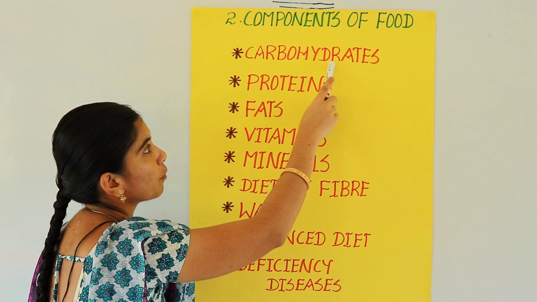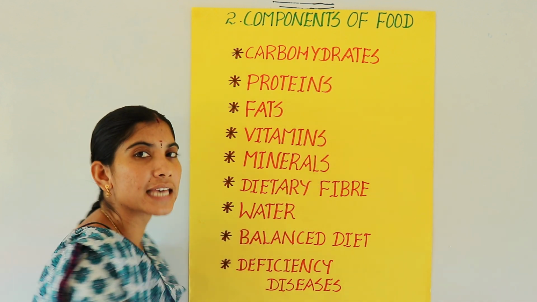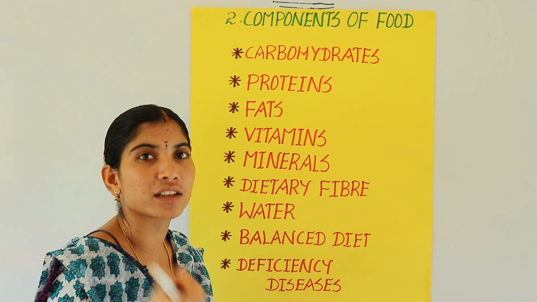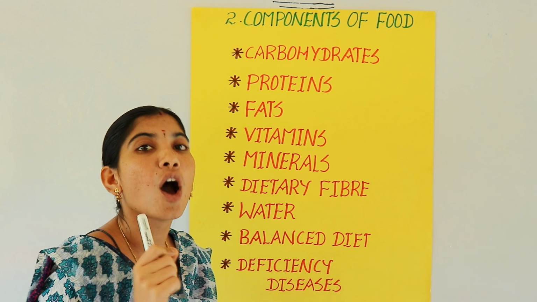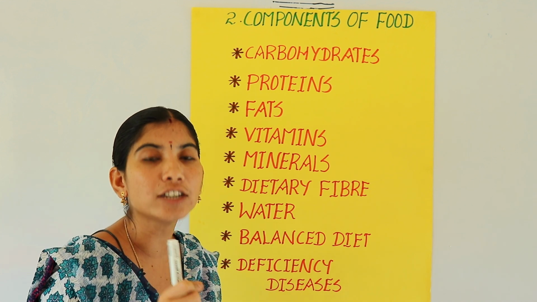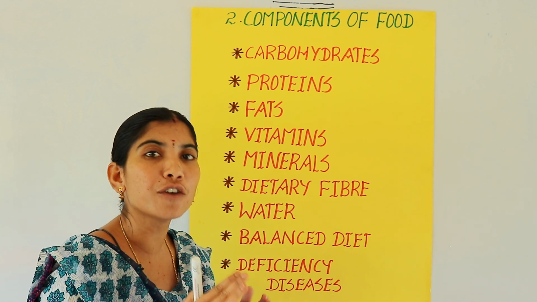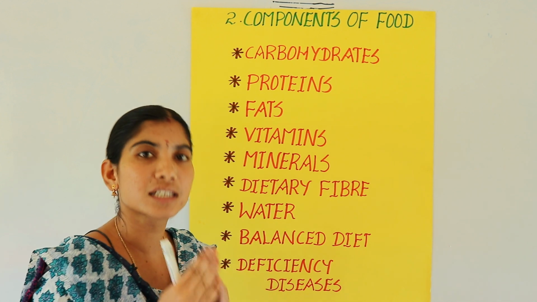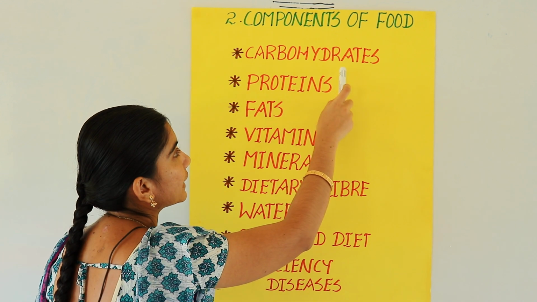We'll see about carbohydrates. Carbohydrates are rich in our food, for example rice. It contains starch. If we want to check whether food items contain starch, we have to do some test. How can we test? We have to add 2 to 3 drops of dilute iodine solution. If the food changes from blue to black color, it contains starch, and then the food item contains carbohydrates.